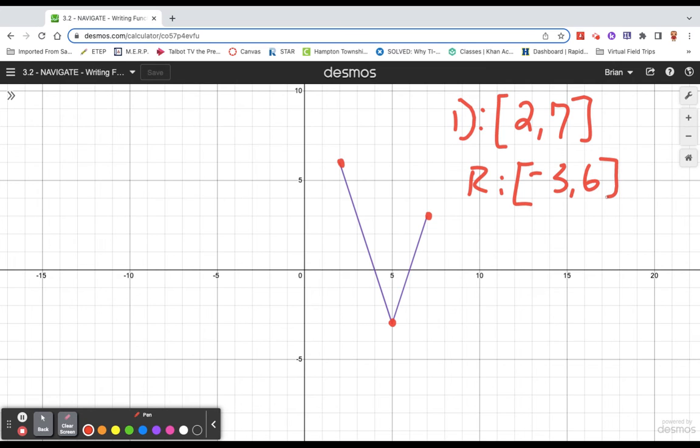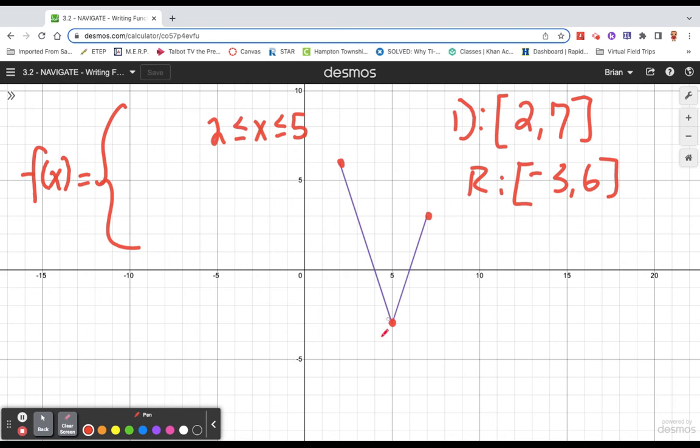Creating the equation for the piecewise version of this function is just a matter of looking at the two pieces separately. So, looking at the first piece, we can see that the first piece extends from 2 to 5. So we'll set our domain so that the first piece extends from 2 to 5. The second piece is going to extend from 5 to 7.